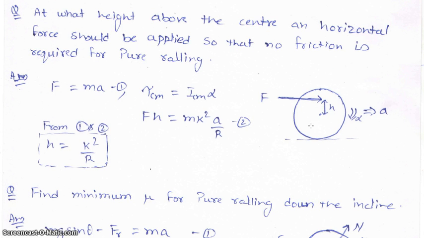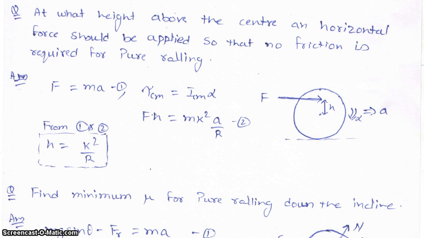So what's the case is, you have to find a height h above the center where the force or an impulse is applied so that no slipping takes place, instantly it starts pure rolling, or we can say that the friction will not act, or even if the floor is smooth, it will start pure rolling. All the three statements which I gave are the same. So let it be height h above the center.